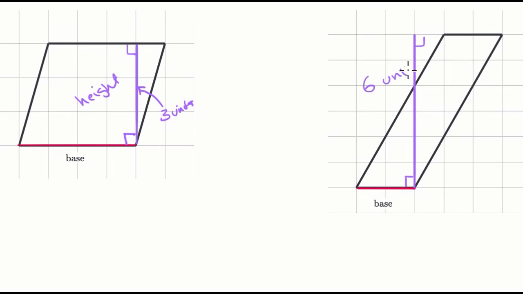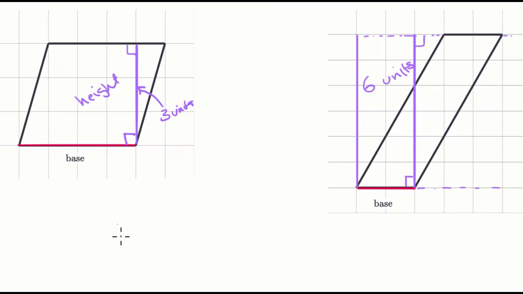6 units. Sometimes you might see it like this, where you could start over here and you could go 1, 2, 3, 4, 5, 6. The key is that you're looking at this base or that base, and you are just seeing the height between the two, and you might even think about extending them like that, and taking a perpendicular line, a 90-degree angle, to see how far it is.